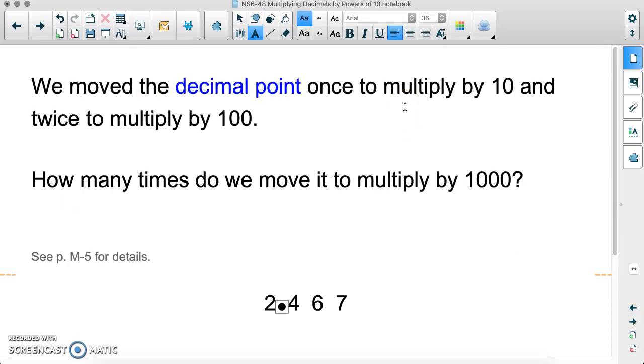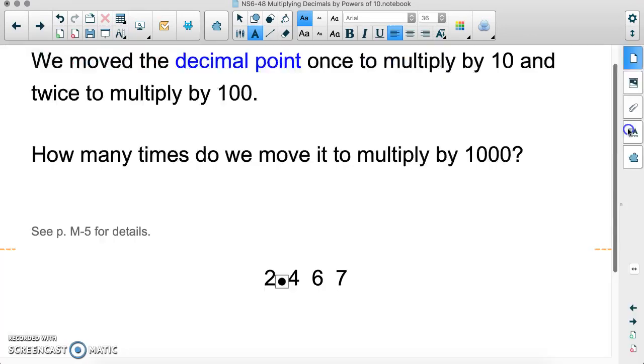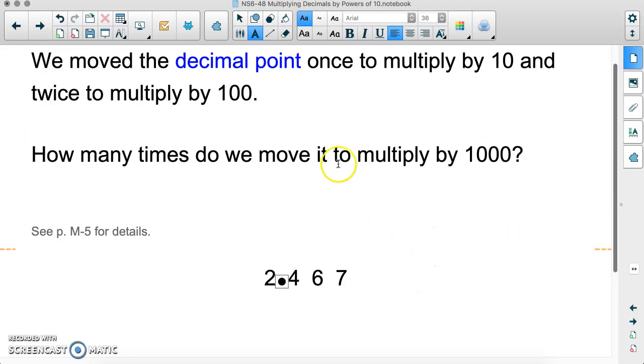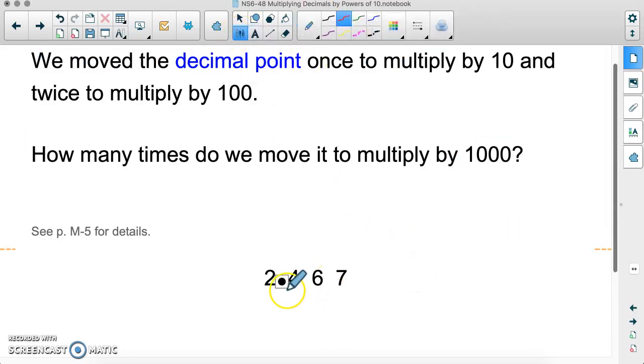So we moved the decimal point once to multiply by 10 and twice to multiply by 100. How many times do we move it then to multiply by 1,000? Well, if we follow the rule, how many zeros does 1,000 have in it? It has 3. So we're probably going to move this decimal place 3 places to the right to multiply by 1,000.